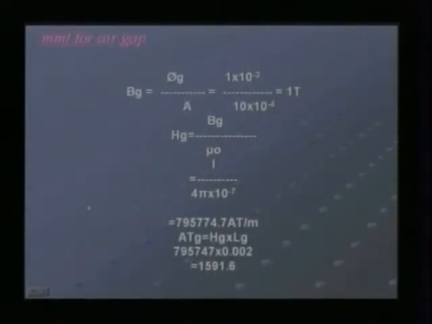Now, MMF for the air gap, that is ampere turns in the air gap, is determined by Hg multiplied by Lg, where Lg is the length of the air gap, which is equal to 795774.7 multiplied by 0.002, which is equal to 1591.6 ampere turns.